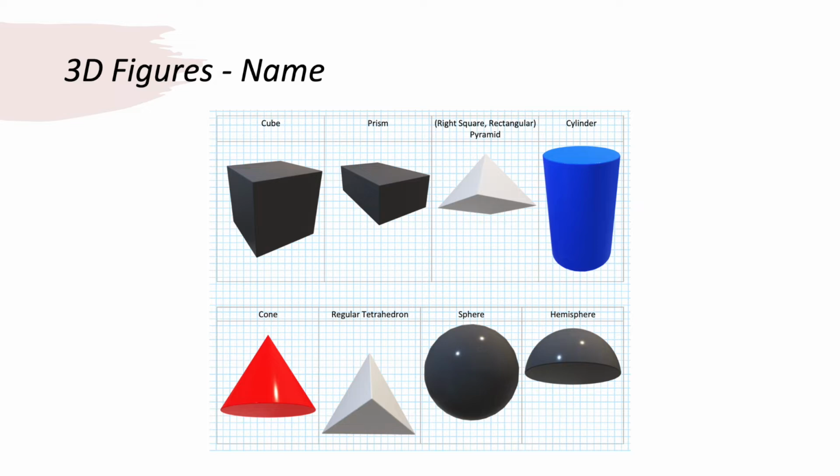pointy top. A cylinder, which we can find from the shape of a beaker or a can, has identical circular faces on the top and the bottom. Next row. A cone is another pointy 3D figure like a pyramid, except it has a circular base. A regular tetrahedron, as the name implies, is formed by 4 identical triangular faces. The last two are the sphere and the hemisphere, which means half of a sphere.